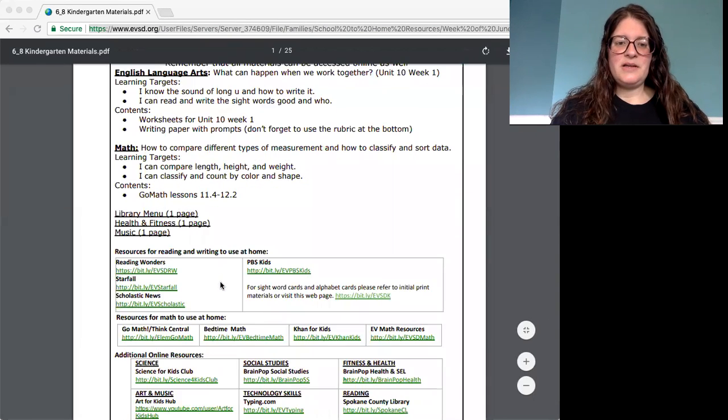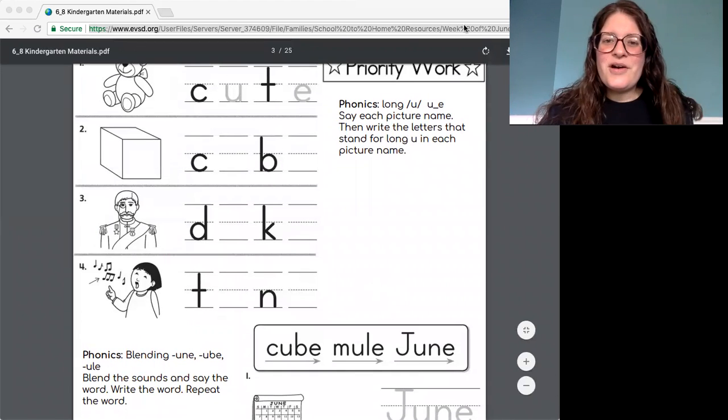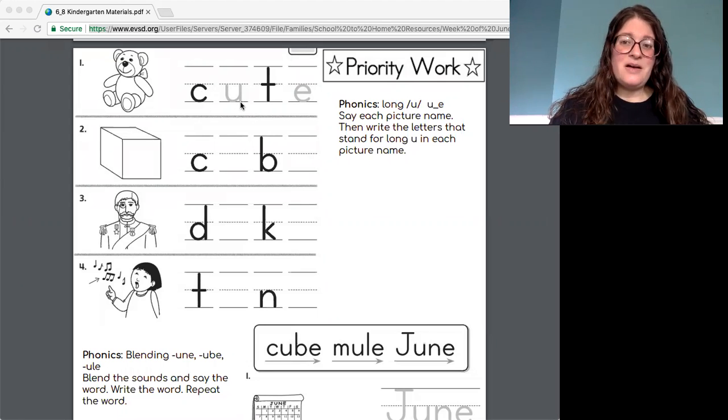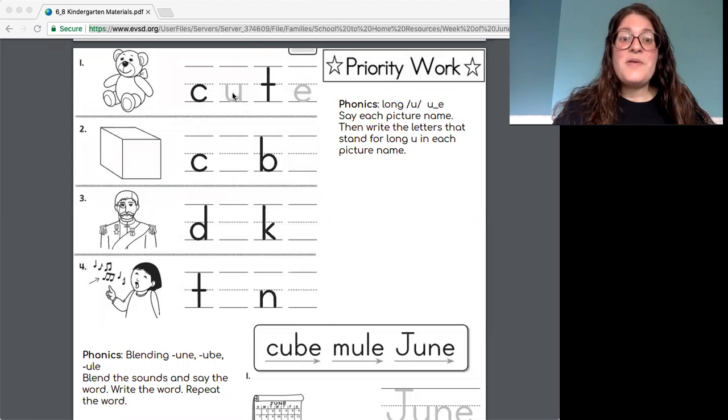And it might just take me a little bit of time as I'm learning these really cool tools for the Zoom annotate feature. Anyway, we're going to talk about long U today. And so you'll see here, we have a cute teddy bear. Now last week we talked about long O. The O says ah, that's the short O sound, but the long O sound says its name, O. Same for U. The U, when it's short, just says uh.